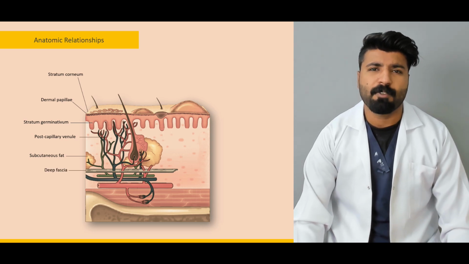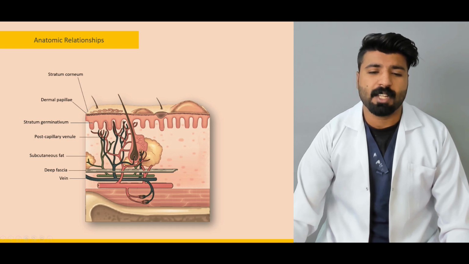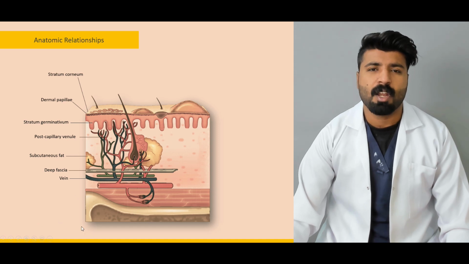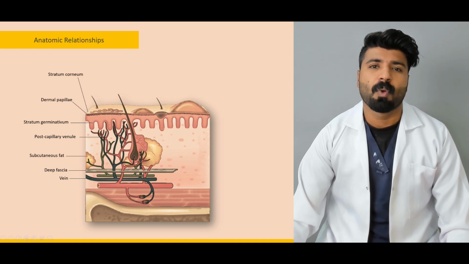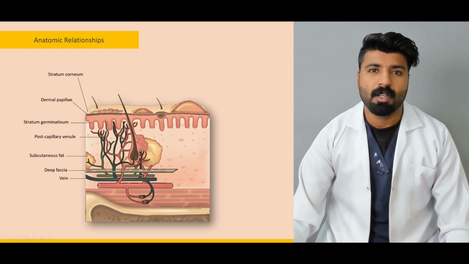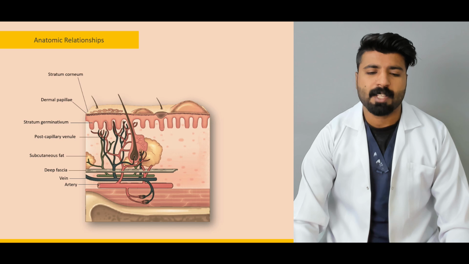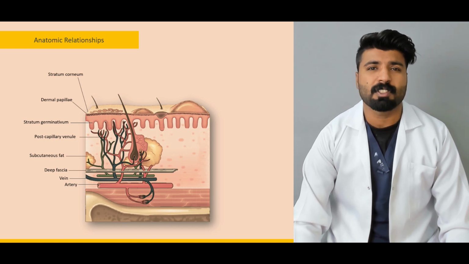Next, we have the deep fascia. Then we have these veins. These venules take the blood away from here and get it into the veins. Actually, these are venules; they will form veins afterwards, and then they will go into the vena cavae and eventually drain into the heart. Next, we have this artery which comes from the heart, which supplies this whole system, this whole structure, this whole tissue.